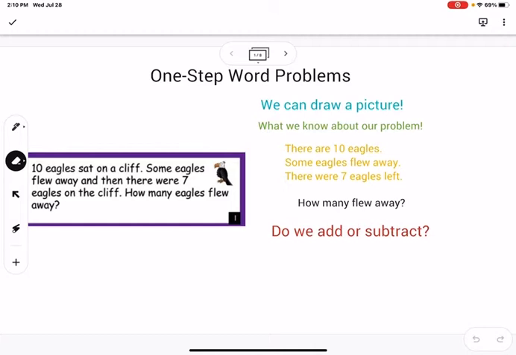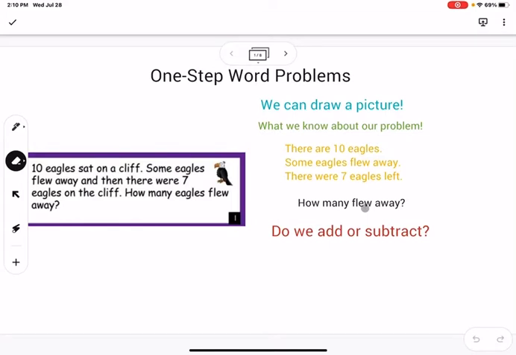I like to look at our word problem and see what we know about it. So it says that 10 eagles sat on a cliff, so I wrote there are 10 eagles. It also says that some eagles flew away, so I wrote some eagles flew away. And then there were 7 eagles on the cliff, so I wrote there were 7 eagles left. And our question in the word problem says how many eagles flew away. So that is what we're trying to find out.